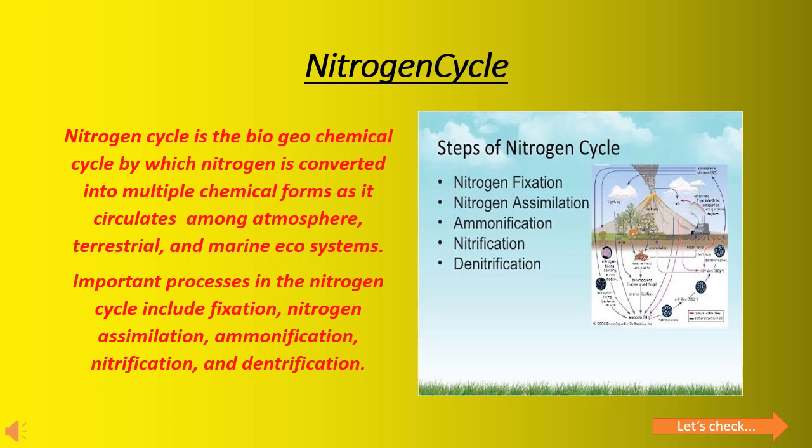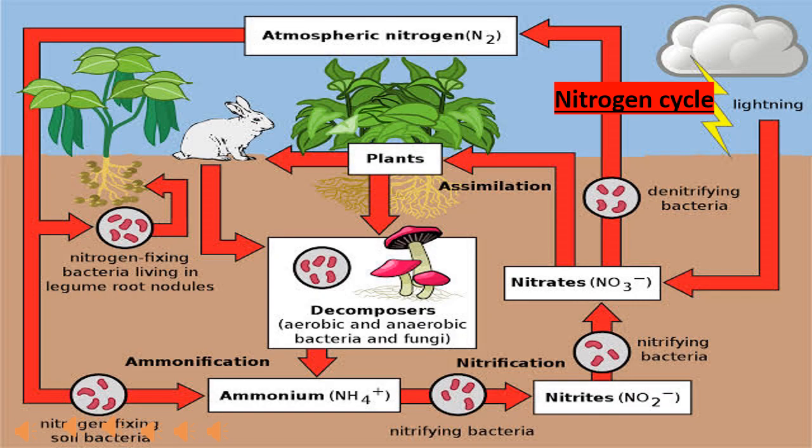Nitrogen cycle. The nitrogen cycle is the biogeochemical cycle by which nitrogen is converted into multiple chemical forms as it circulates among atmosphere, terrestrial and marine ecosystems. Important processes in the nitrogen cycle include fixation, nitrogen assimilation, ammonification, nitrification, and denitrification. The process of the nitrogen cycle consists of the following steps: nitrogen fixation, nitrification, assimilation, ammonification, and denitrification. These processes take place in several stages.